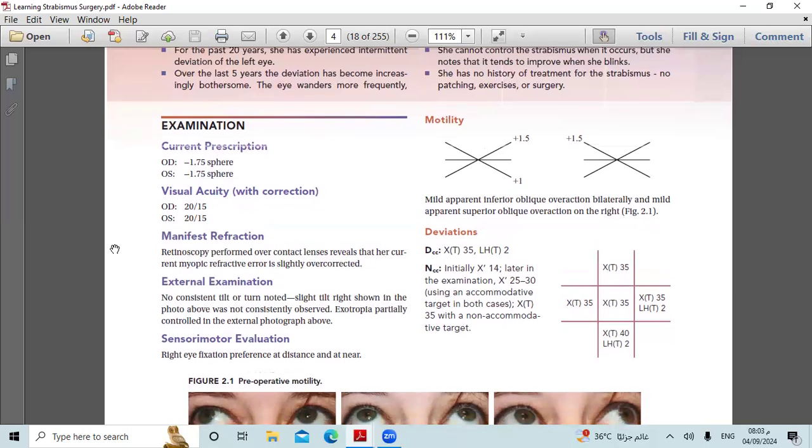Okay, here I will just make a comment. In the motility, we can see in each muscle whether it is overacting or underacting. When you tell the patient to look at the adducted point and up, we will see the inferior oblique overaction plus 1.5, also in the other eye. And when you tell the patient to look at the adducted point and inward, you will see the overaction of the superior oblique muscle, and it's a plus one. Okay.